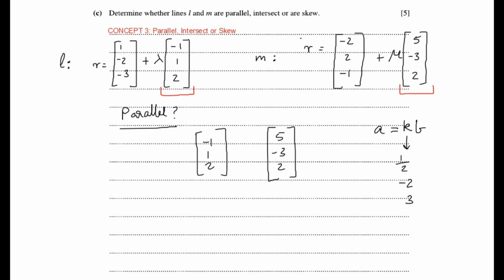So in this case, if from -1 I had to get 5, I would have to multiply this by -5. But if I multiply 1 by -5, I get -5 and not -3. Therefore, -1, 1, and 2 is not a multiple of 5, -3 and 2. So you write it like this: it is not equal to k times 5, -3 and 2, and that's your proof that it's not parallel.